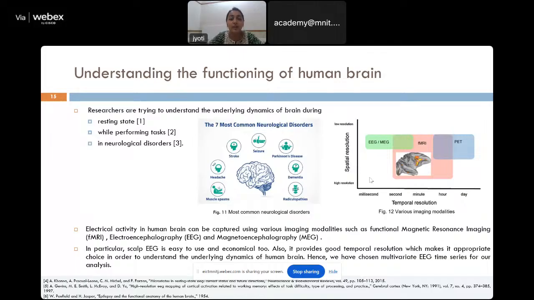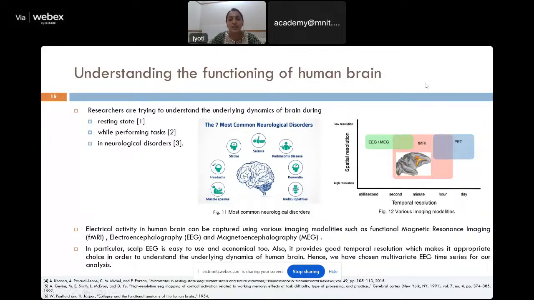The second is while performing tasks. This has critical applications in brain computer interface. Suppose I am doing some activity with my finger, motor tapping or something, or I am working visually on some activation. How does my brain respond during different tasks, what are the brain signals? With brain signals, can we identify what is happening and can we translate those signals into commands? That comes under brain computer interface. The third is diagnosis, prediction, and analysis of neurological disorders. So these are various applications which researchers are working on with brain signals.